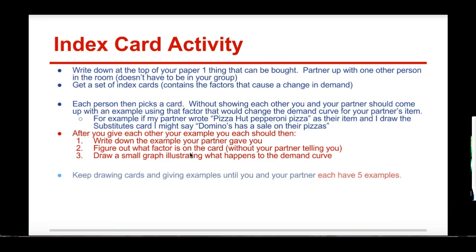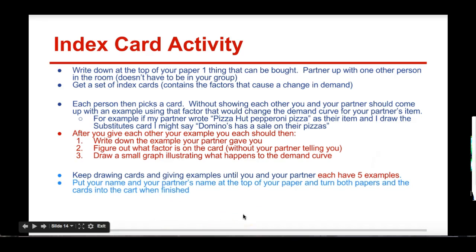Okay? So you're going to keep drawing cards, alternating between the two of you. I'll draw a card, and then I'll put it in the discard pile. And then my partner will draw a card and give an example to me for the item on my paper. And we'll keep alternating until we each have 5 examples. For each example, you need to tell me what factor was being used and what happens to the graph.